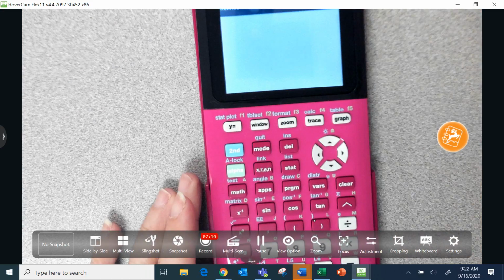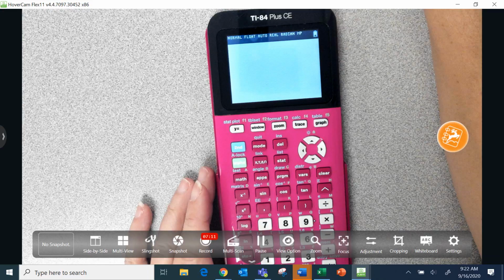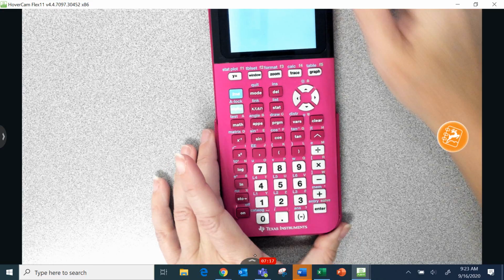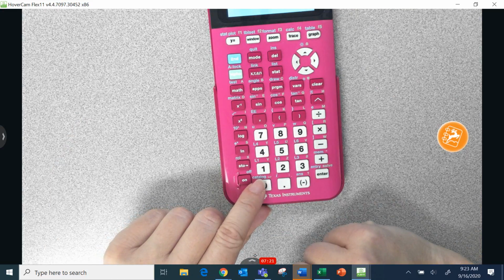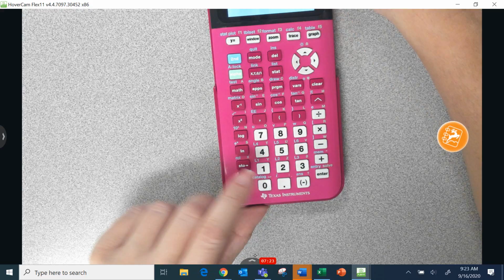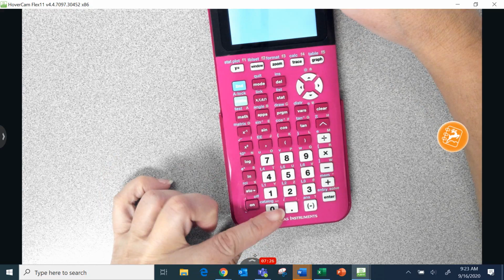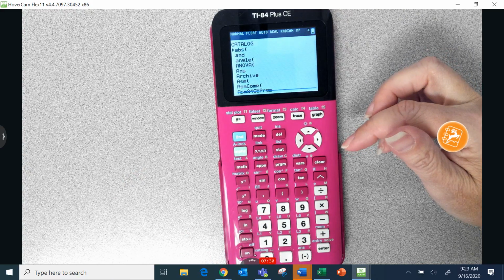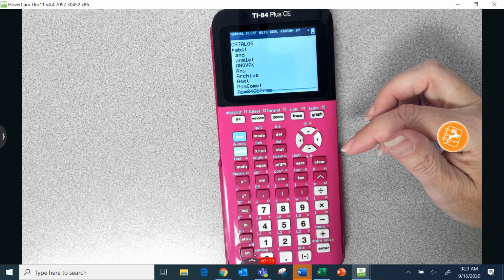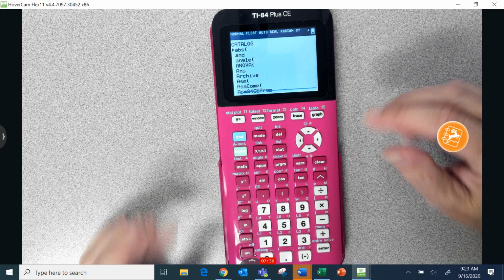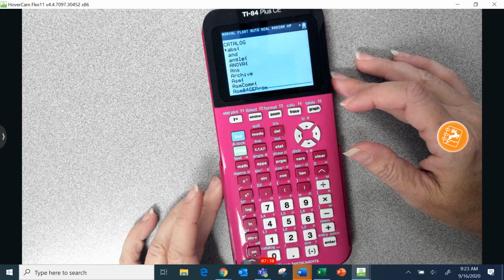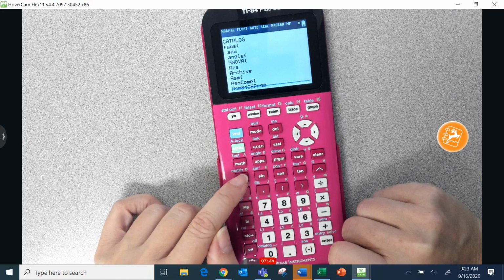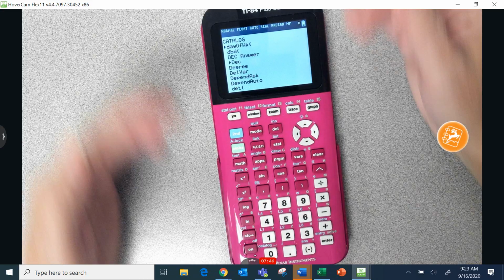Let me get rid of this so you can see all the way. What we need to do is go to the catalog. Do you see right down here on that 0 button there's a catalog? We need to do second 0, and that's going to take us to the catalog. And to find anything in the catalog, you want to type a letter. I'm going to jump to D as a letter, right here above this x to the -1 button. It's going to jump me to the D.